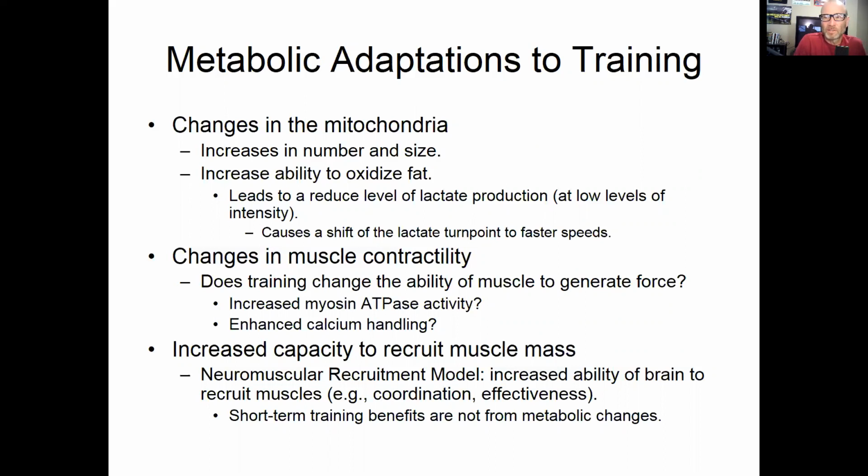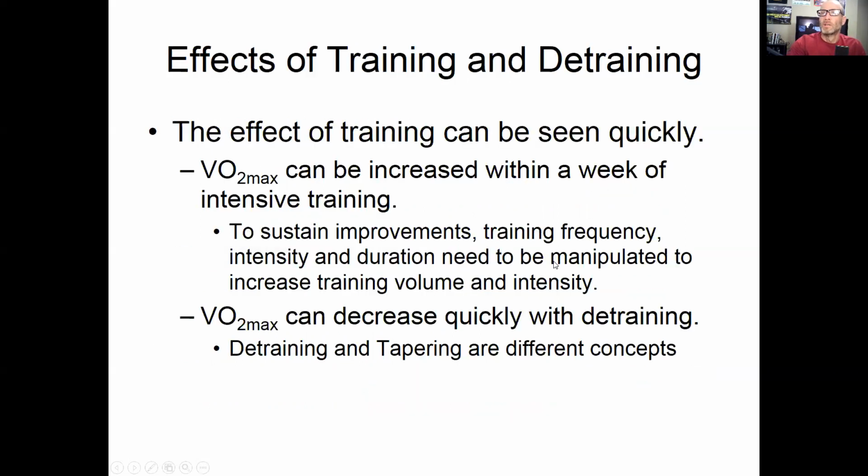Short-term training benefits are not from metabolic changes. So if someone starts a run training program and in 2 weeks they're all of a sudden doing better, it's not because there are metabolic adaptations. It's probably because the coordination of muscles has happened to a better extent and made them more effective at generating the right amount of force to run. Okay, the effects of training can be seen quickly. VO2 max can increase within a week of intensive training, but again, that may be a neuromuscular part where the person has just learned how to run faster.